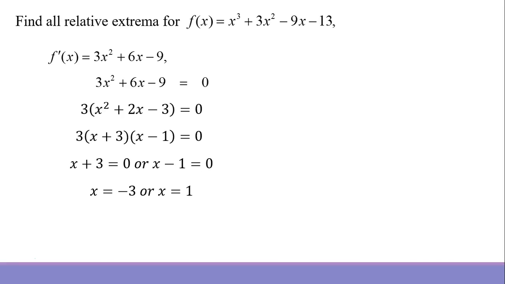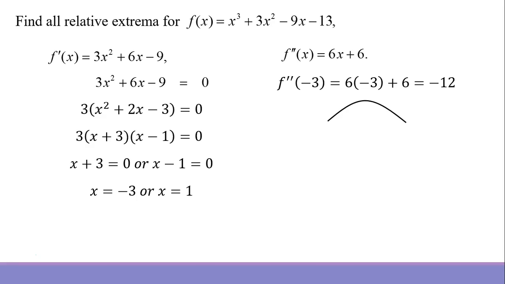Now to go back to this example one more time, remember we found these critical values, but we didn't know whether they represented relative maximums or relative minimums. If we use the second derivative, which in this case is 6x plus 6, and then substitute the critical values into the second derivative, we can figure out whether these are maximums or minimums. So negative 3, when we substitute it into our second derivative, gives us a value of negative 12, meaning the function is concave down at that point.